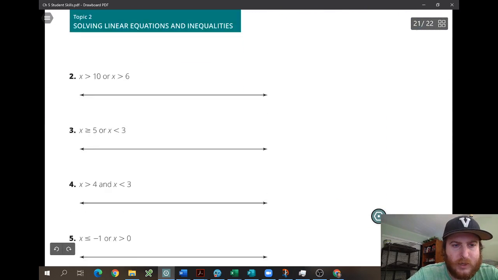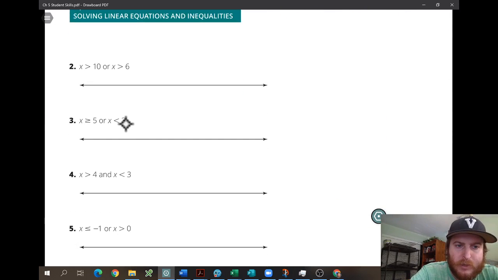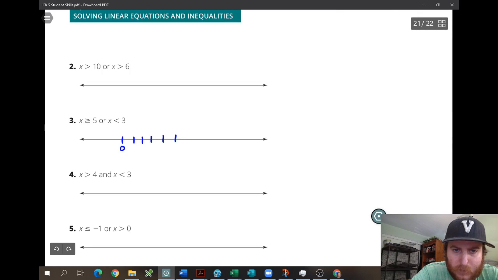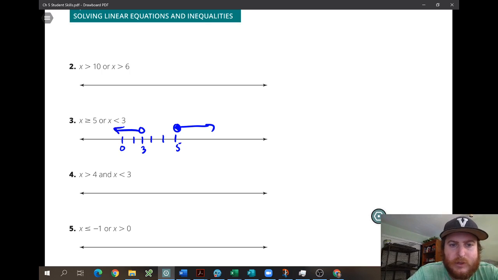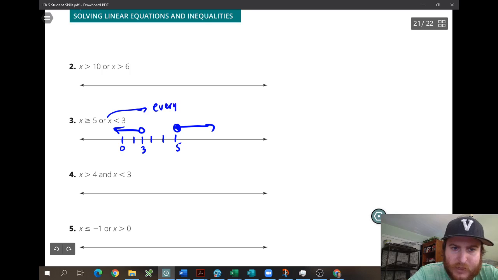I'll do another one like this. I'll do number 3. So number 3, x is greater than or equal to 5. So greater than or equal to, closed circle pointing to the right. Or x is less than 3, open circle pointing to the left. And that's actually my answer, because when I have "or," that's kind of everything. We just use everything. So my answer is going to be x is less than 3 or x is greater than or equal to 5.